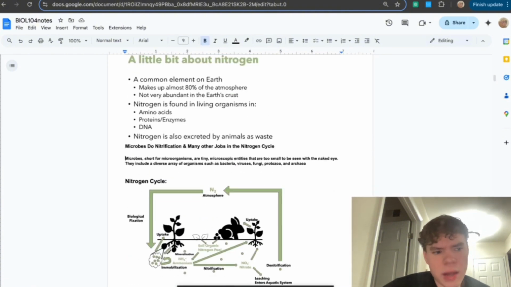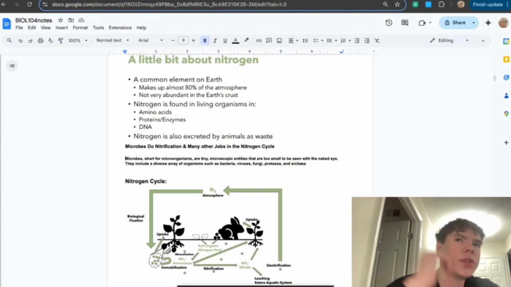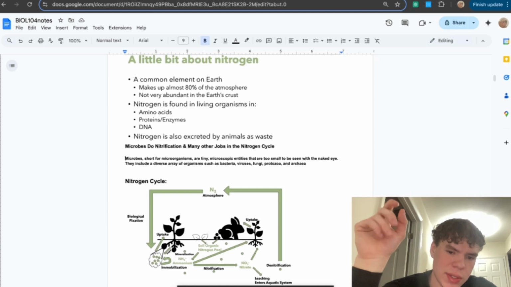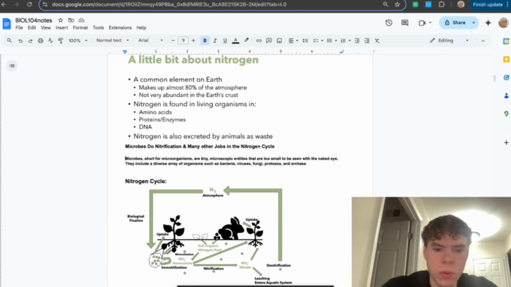All right. So we have our nitrogen cycle. The Earth's atmosphere is 80% nitrogen, and a lot of the nitrogen in the air is basically useless to plant life because it's N2 gas. It's not ammonium or nitrate.